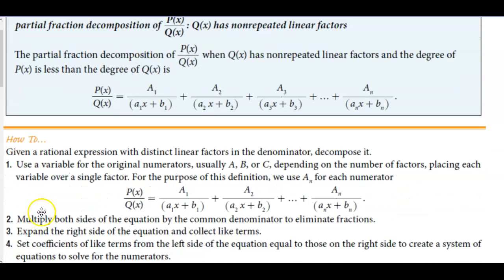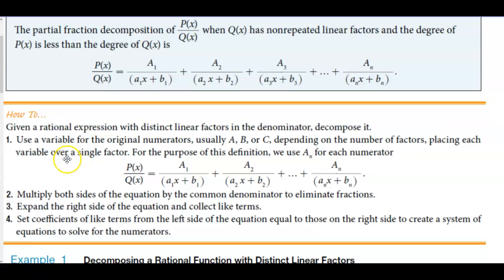So how do we go about this? Well, if we're given a rational expression with distinct linear factors in the denominator, we're going to decompose it. We're going to use a variable for the original numerators, usually A, B, or C, depending on the number of factors, placing each variable over a single factor. And for the purpose of this definition, we're going to use a subscript n for each numerator.